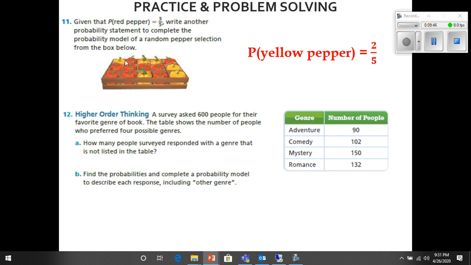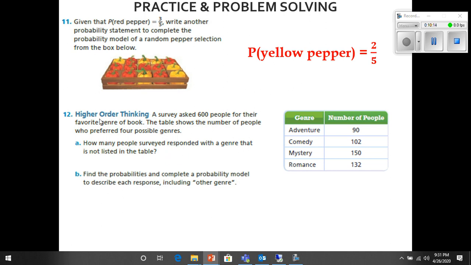Well, let's count how many peppers there are. 1, 2, 3, 4, 5, 6, 7, 8, 9, 10, 11, 12, 13, 14, 15. Out of the 15 peppers, there are 1, 2, 3, 4, 5, 6 that are yellow. So we have 6 out of 15. Both of those are divisible by 3. 6 divided by 3 is 2, and 15 divided by 3 is 5. That's where they get 2 out of 5.